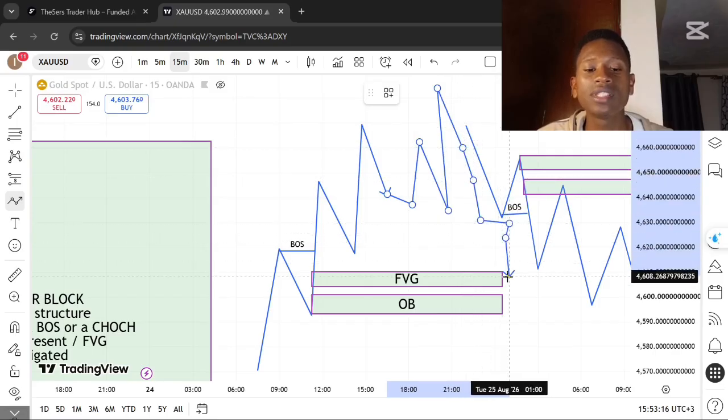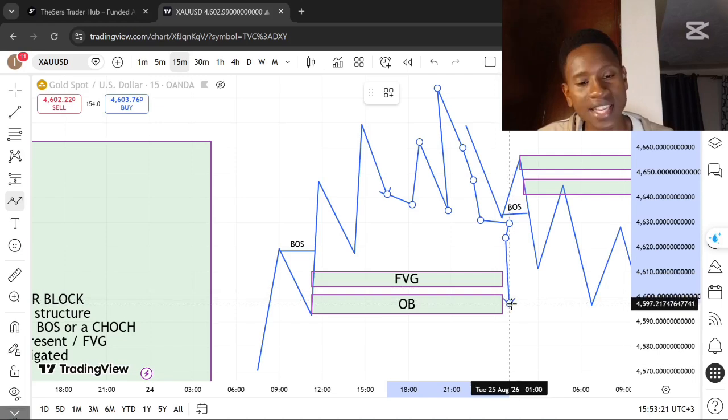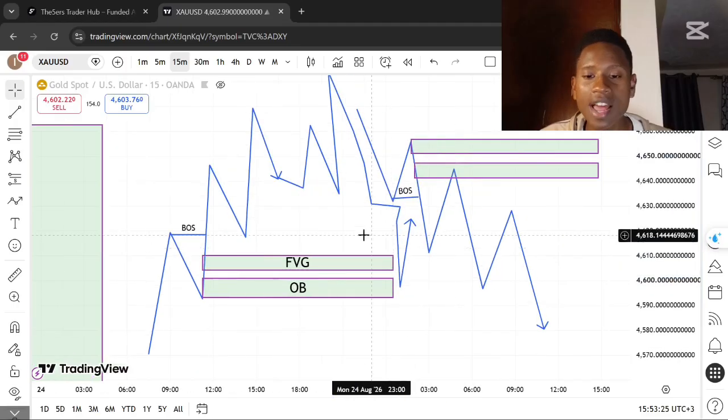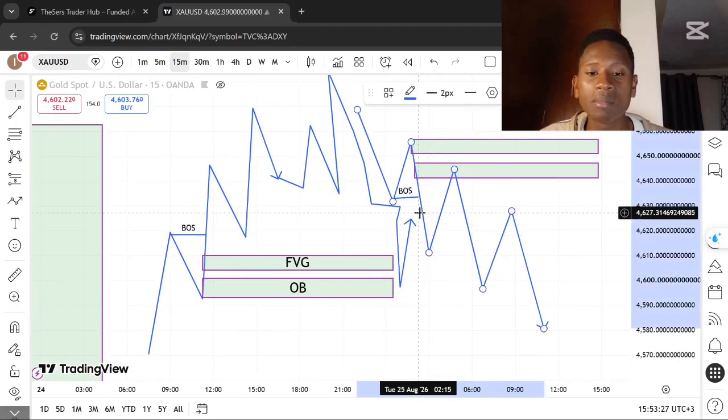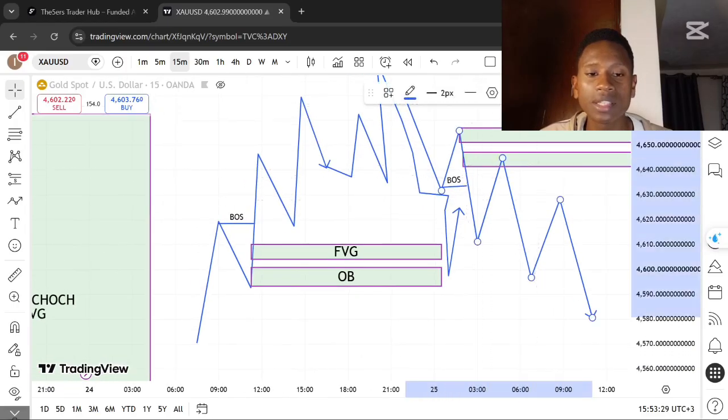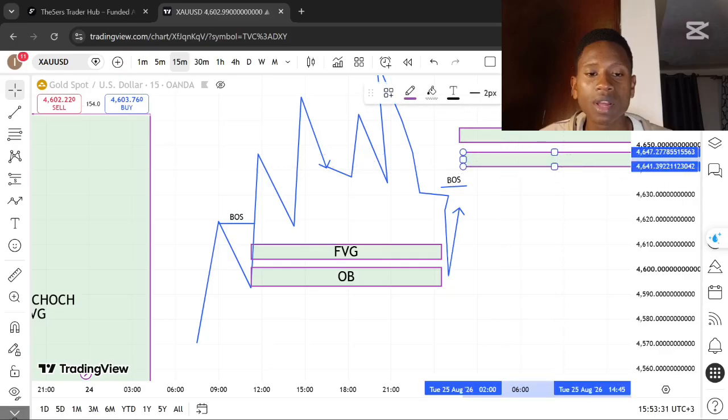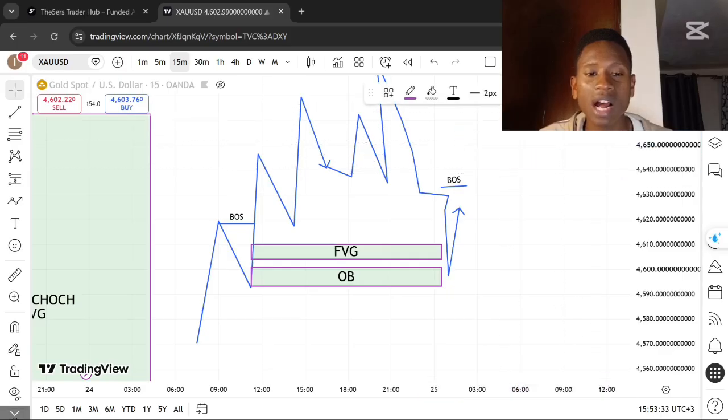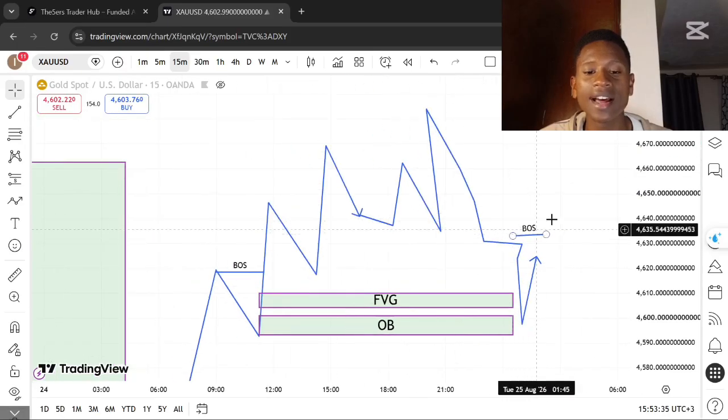Okay, it comes down, passes the FVG, then touches. When it touches here, you're supposed to position for a buy. Let me delete this first. I want to explain something right now about an unmitigated order block.